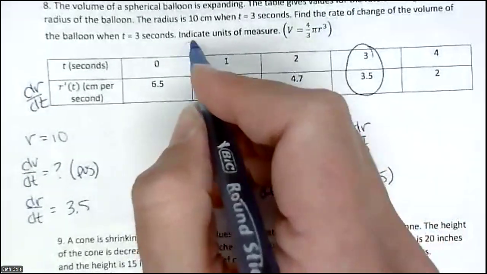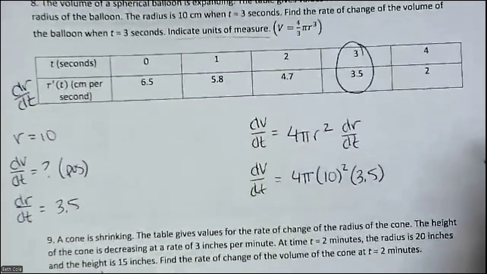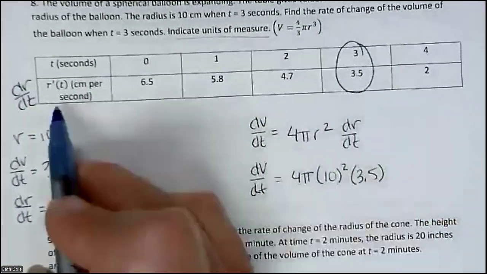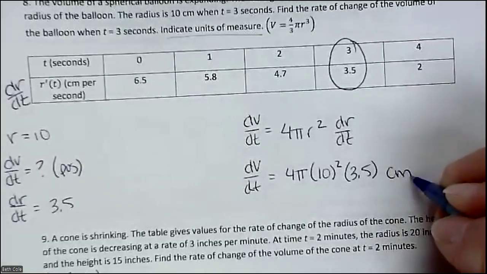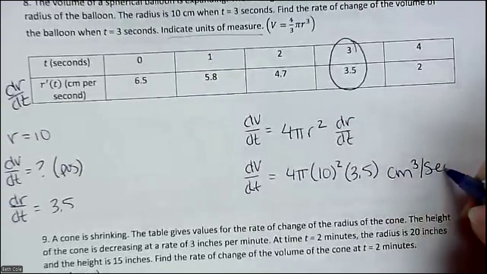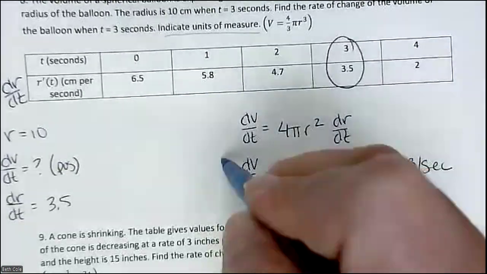Now it does say indicate units of measure. You got to be really careful because it's a volume. This says centimeters per second, but because it's volume, it's going to be centimeters cubed per second. Cool. That's it.